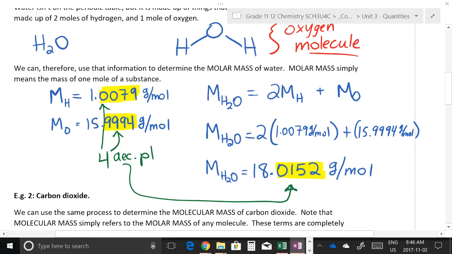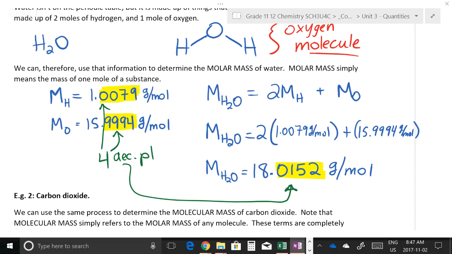If I weighed out that much water, 18.0152 grams, how many water molecules would I have? Yeah. Which is? That's 6.02 times 10 to the 23rd water molecules. Does that make sense? Which means that I would have 6.02 times 10 to the 23rd oxygen atoms. And I'd have twice that many hydrogen atoms, right? Does that make sense? Which would be what? Roughly 1.208 times 10 to the 24 hydrogen atoms. Okay. Does that make sense to everybody?